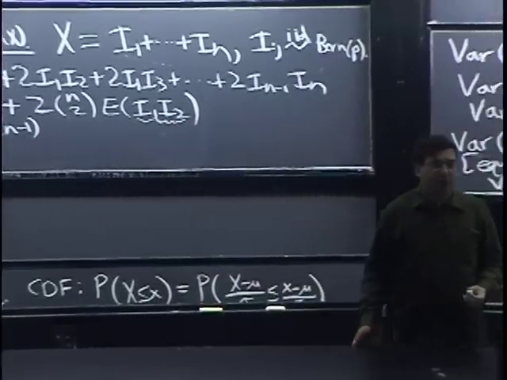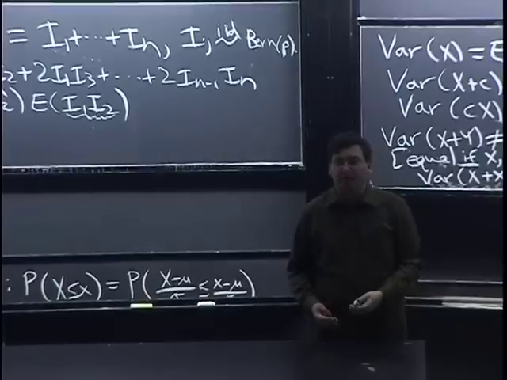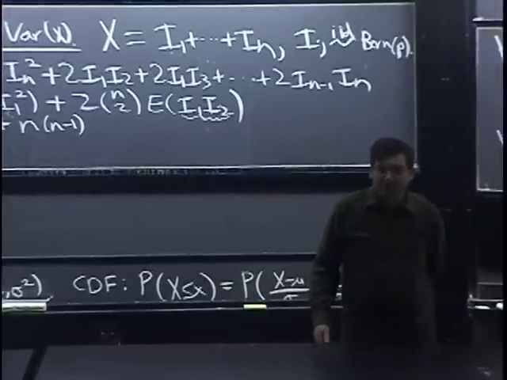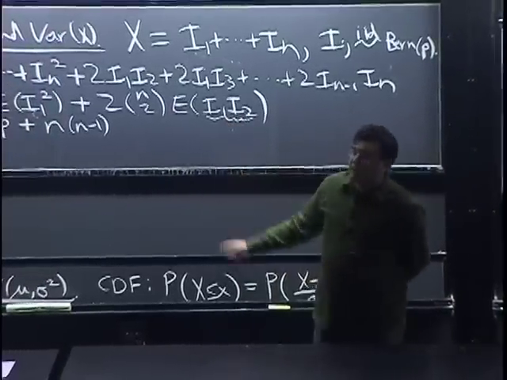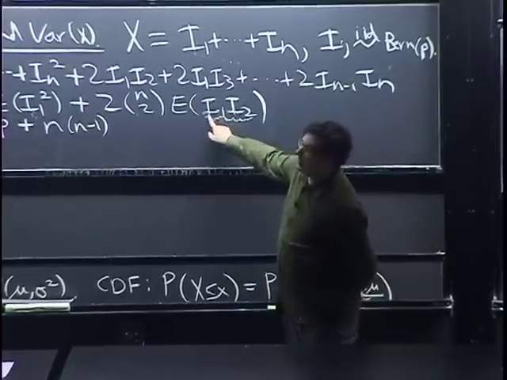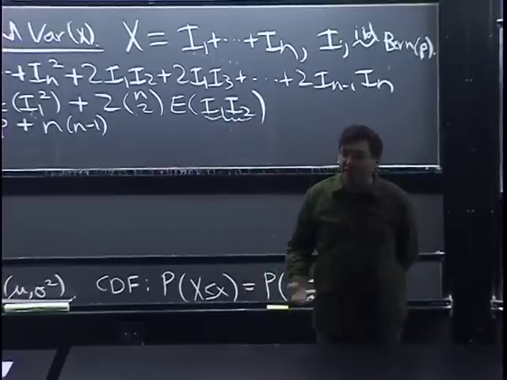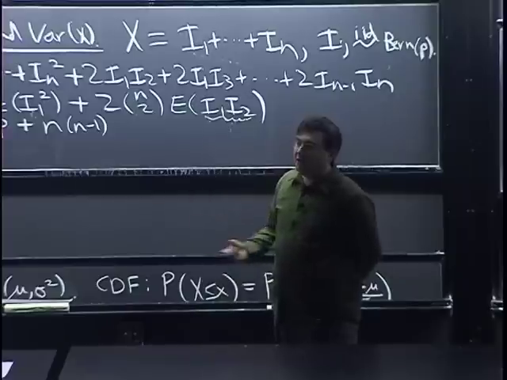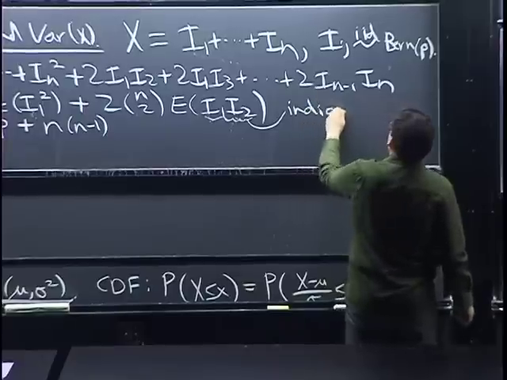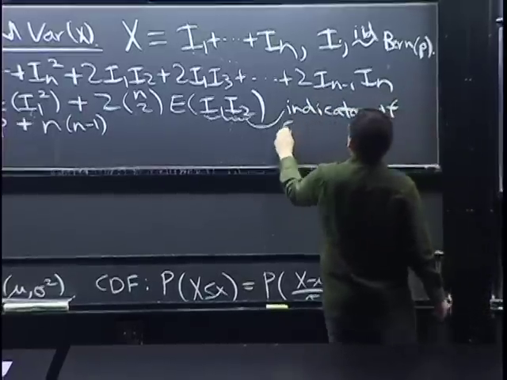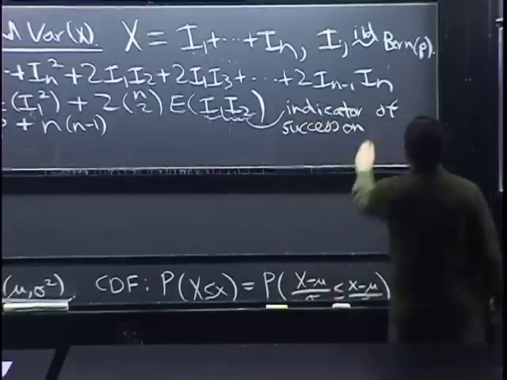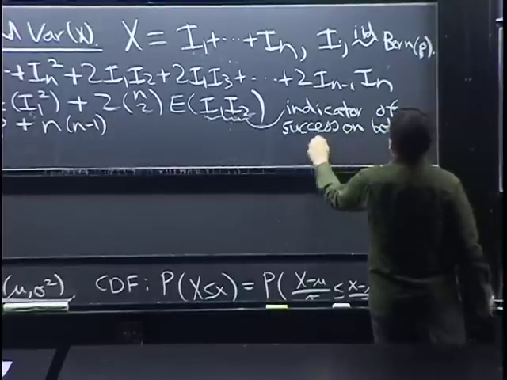Well, I called it an indicator random variable. Actually, it's a product of indicator random variables. But a product of indicator random variables is an indicator random variable. This thing here is the indicator of success on both the first and the second trial, right? Because if you multiply two numbers that are 0 and 1, you get 0 if at least one of these is 0. You get 1 if they're both 1. So that's the indicator of success on both. So it's a product, but it's actually just one indicator: success on both trials, number 1 and 2.